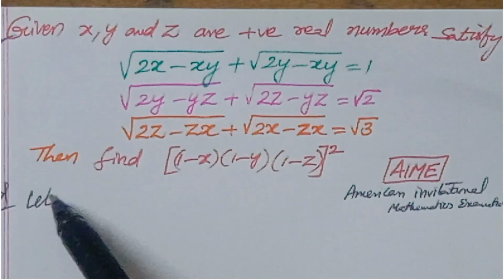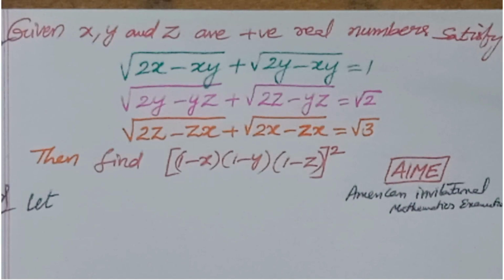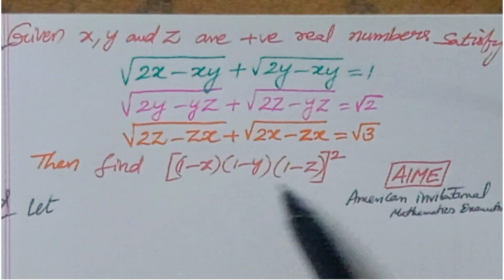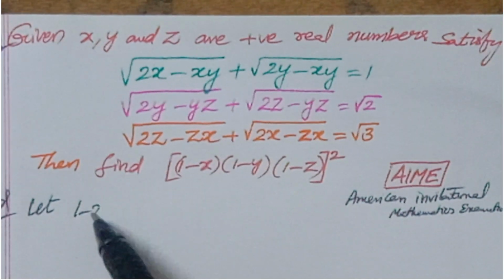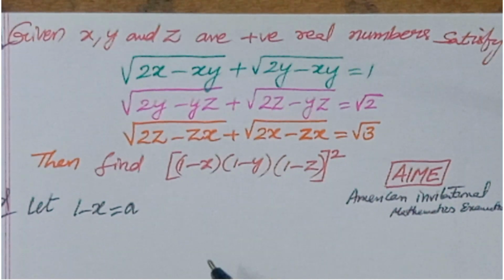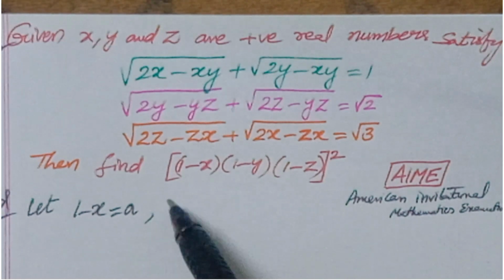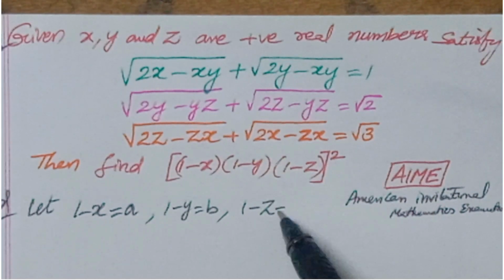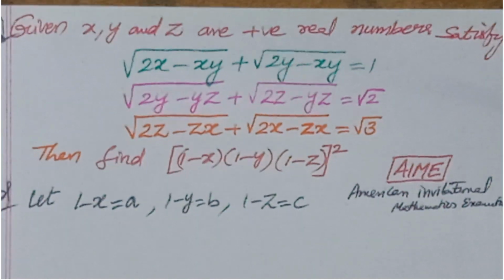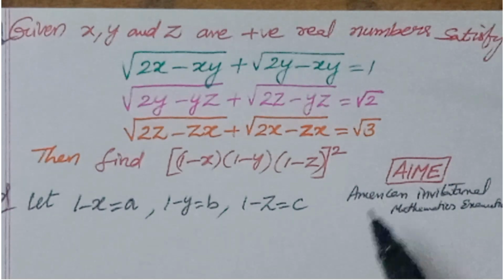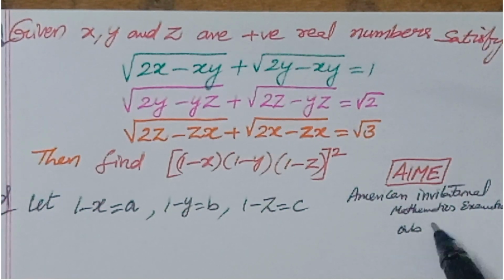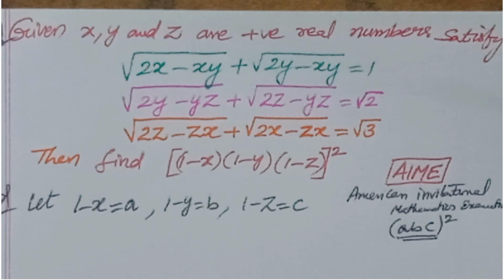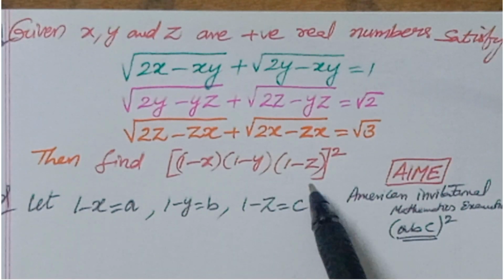Here we could square on both sides. But first of all, what you have to find is 1 minus x, 1 minus y, 1 minus z. Let us take 1 minus x is equal to a, 1 minus y is equal to b, 1 minus z is equal to c. So these are the values we have to find. If you find (abc) whole square, then you'll get the required answer: (1 minus x)(1 minus y)(1 minus z) whole square.